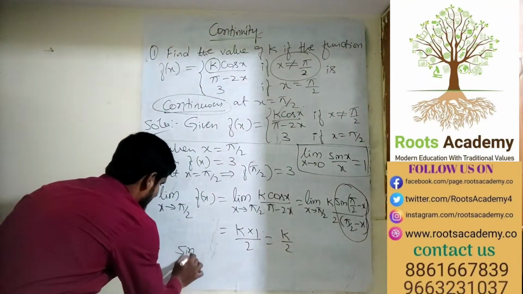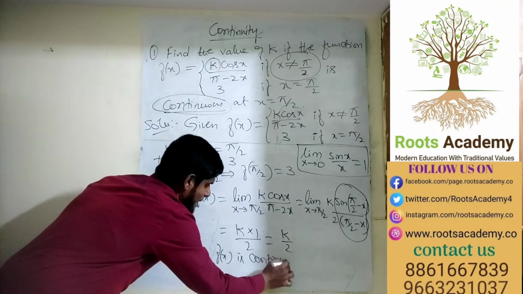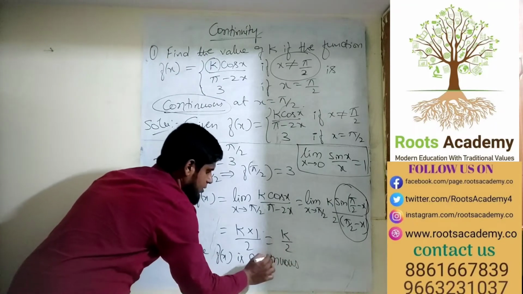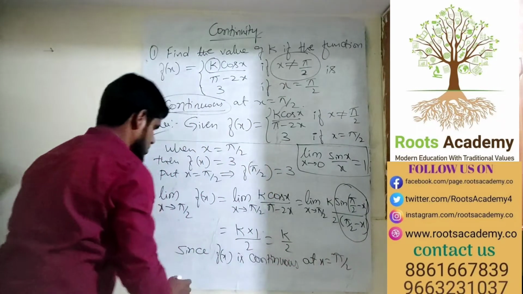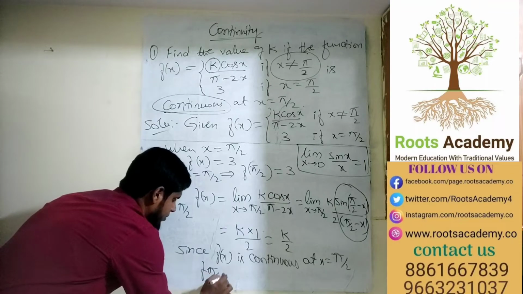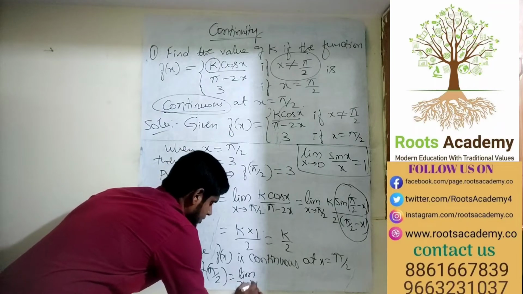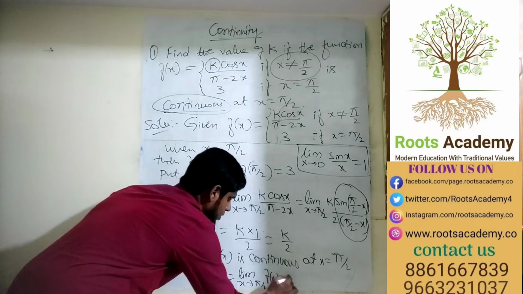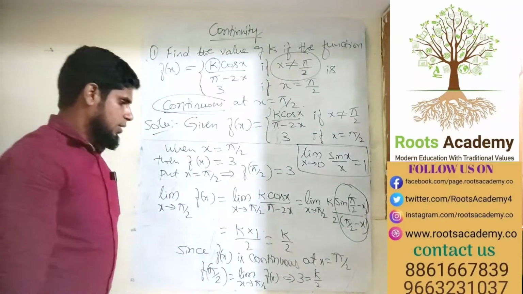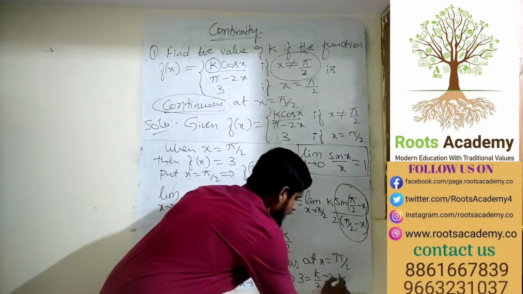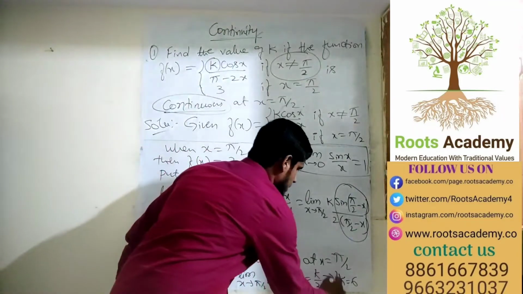So, since f of x is continuous at x is equal to pi by 2, f of pi by 2 is equal to limit x tends to pi by 2 of f of x. This implies 3 is equal to k by 2. That means the value of k is 6, 2 into 3 by cross multiplication is 6.